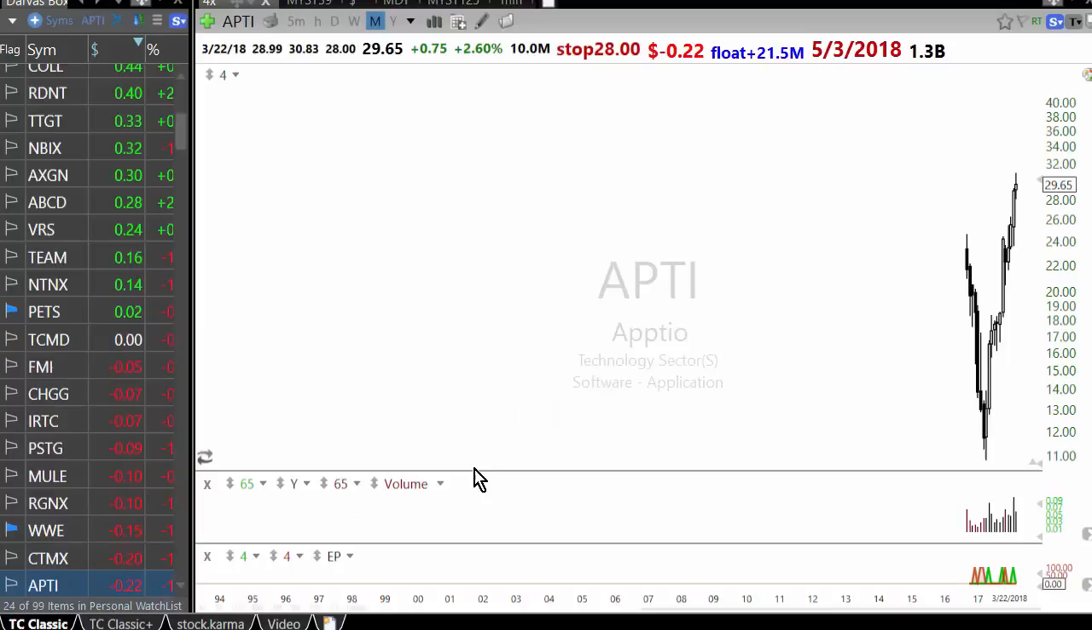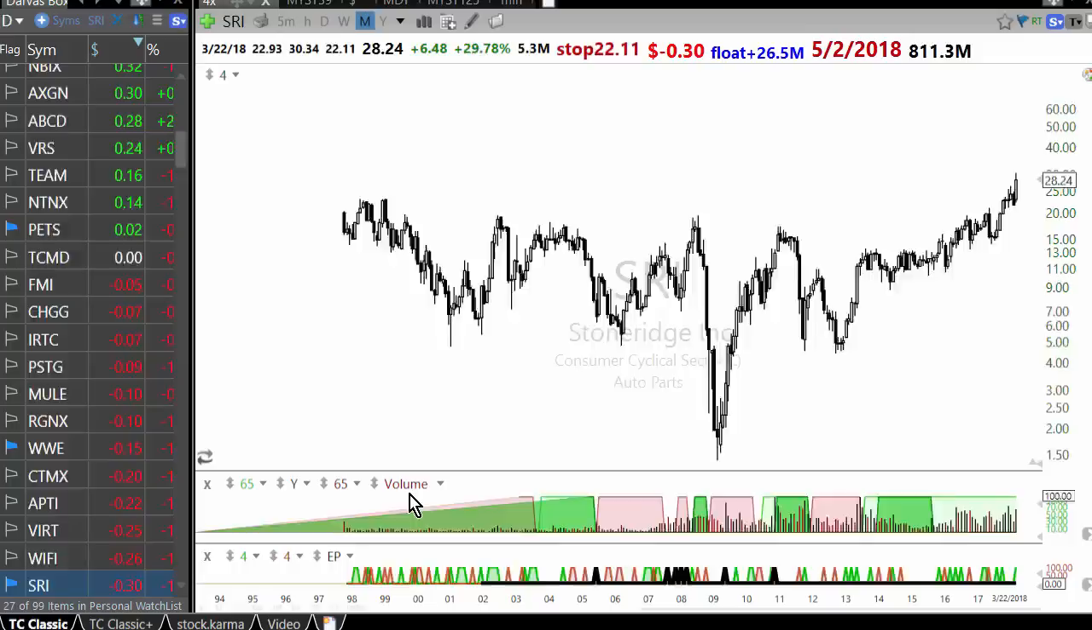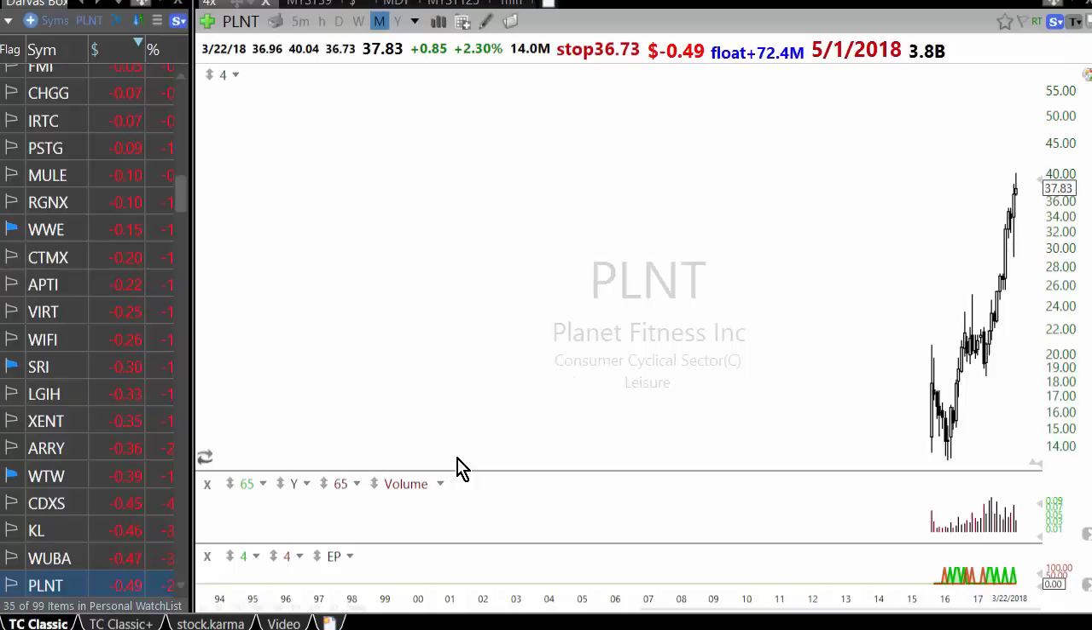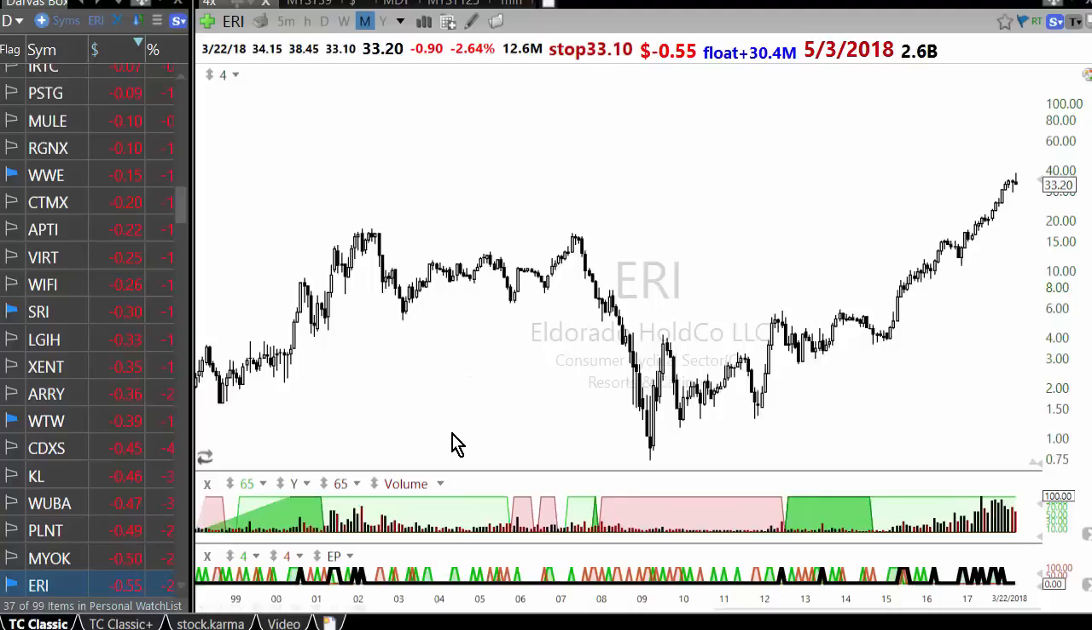Stone Ridge Auto Parts, this is not really a new industry, so this will get eliminated. Biotechnology, Weight Watchers. Okay, Weight Watchers, again, I would say it's not really a new industry. So if you do all this and go through each one of them, you'll be able to eliminate some of these stocks. Resorts and casinos, again, it's not really a new industry. It's basically a very old industry, has been around since society was formed almost.